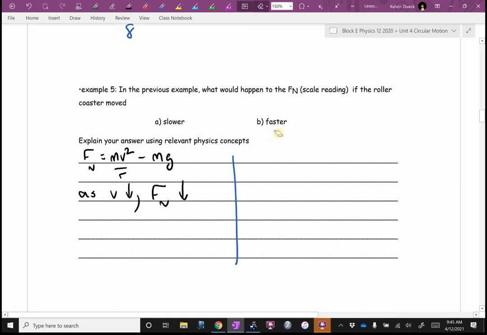What if it goes faster? How should you feel? Prove it. Well, same argument. As V increases, normal force increases. Manchand, you had an is that why question.